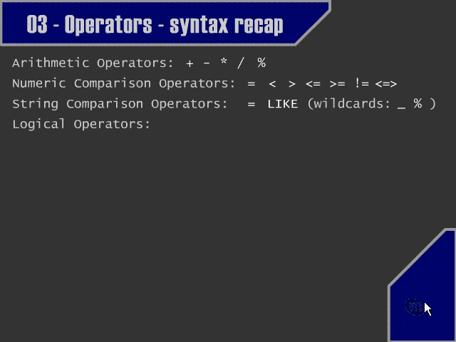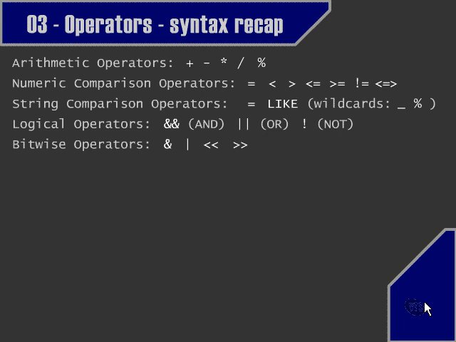The logical operators: we learnt two different ways of spelling the AND logical operator, the OR logical operator, and the NOT logical operator. We also touched very briefly on the bitwise operators. Once again, knowledge of these is not essential, but I'm including them for the sake of completeness. Bitwise AND, bitwise OR, bitwise left and right shifts.